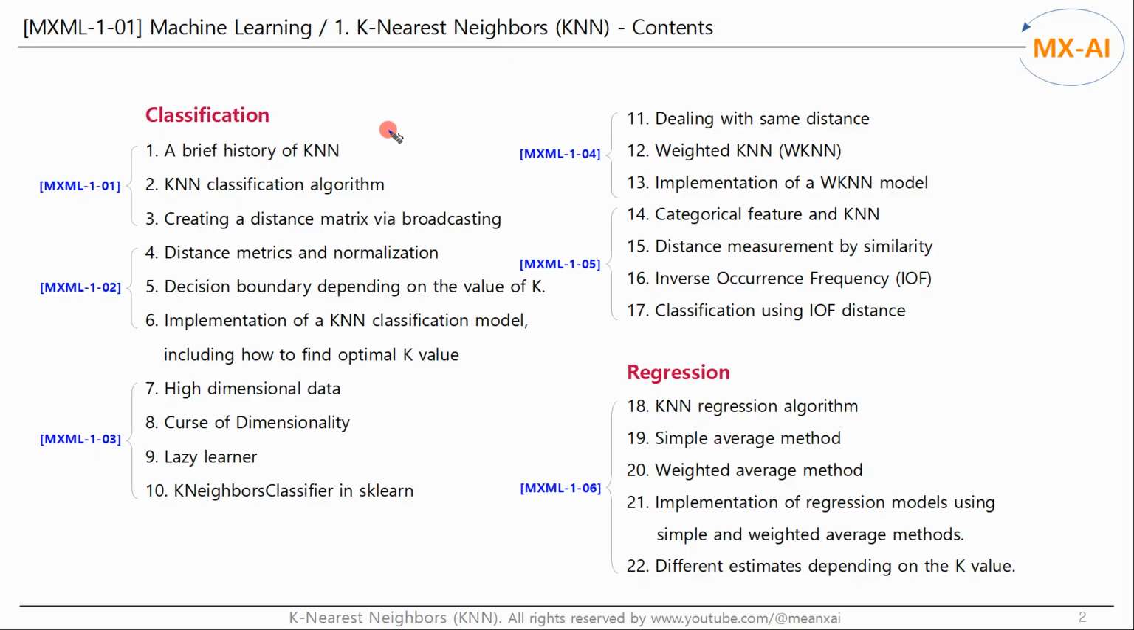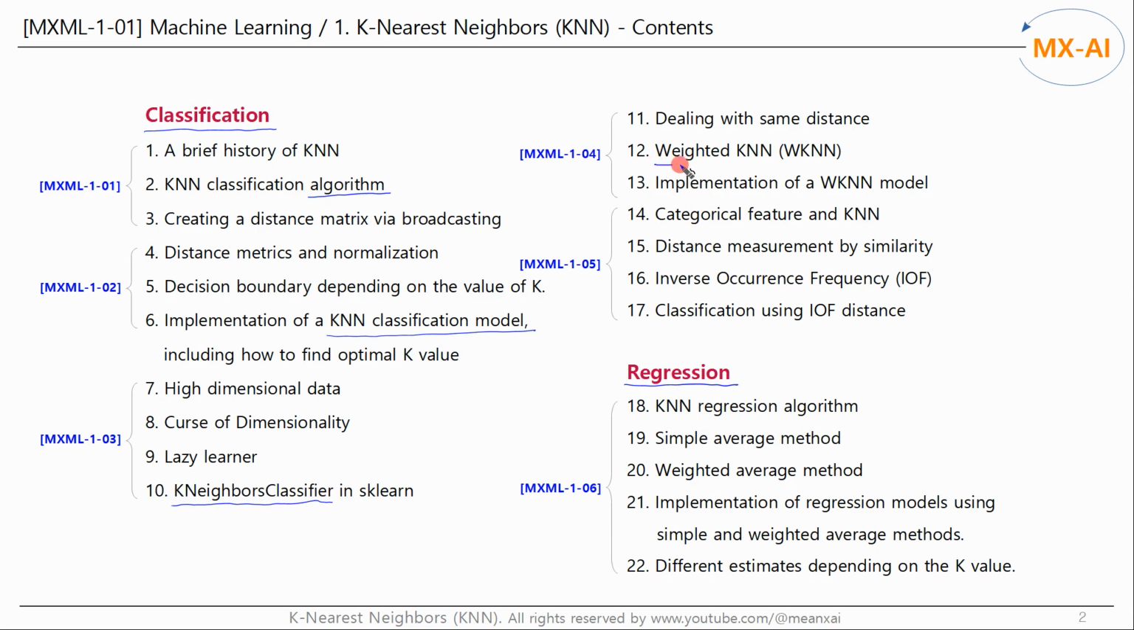Let's look at the full table of contents. This series mainly covers classification and regression with KNN. In the classification section, we'll briefly look at the history of KNN, an overview of KNN and the algorithm, and we'll implement a KNN classification model from scratch, and implement it using a library called K-Neighbors Classifier in scikit-learn. Then we'll compare the two results.